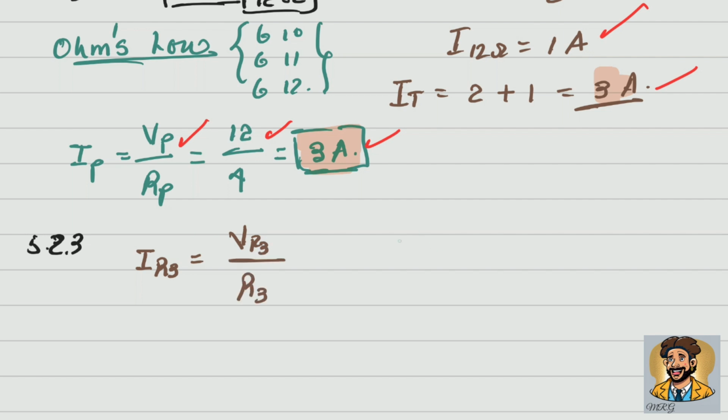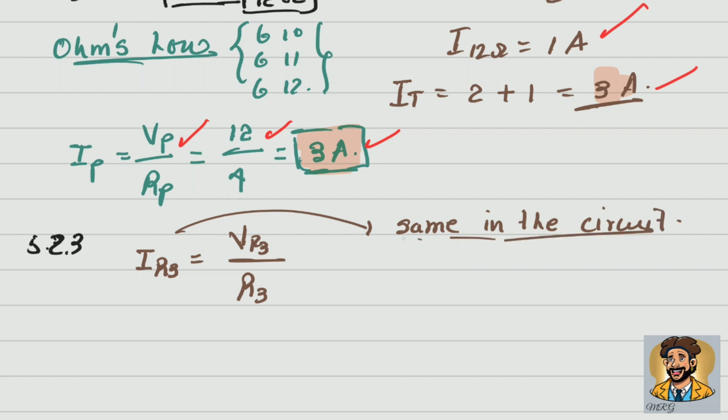Note the following. Current is the same in the circuit. So the current is going to be equal to 3 amperes. We just calculated that. So those are important notes. I hope you are writing the notes in there.